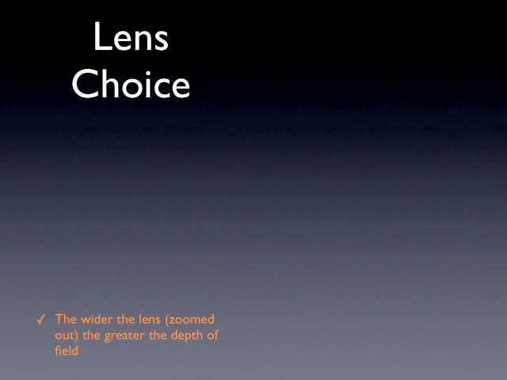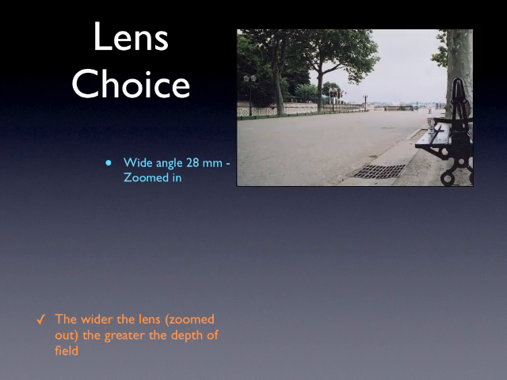Thirdly is lens choice. The wider the lens, zoomed out, zoomed in, I should say, the greater the depth of field. So when you have a little zoom on your camera, go back to wide angle so you get lots of people in it, or the whole scene, and you're going to have your best depth of field there. Zoom in to the end of your zoom range, or put on a telephoto lens, and you're going to have a very narrow depth of field.